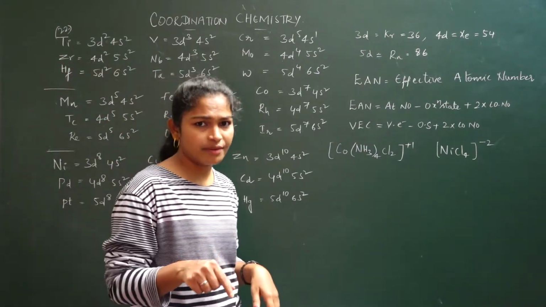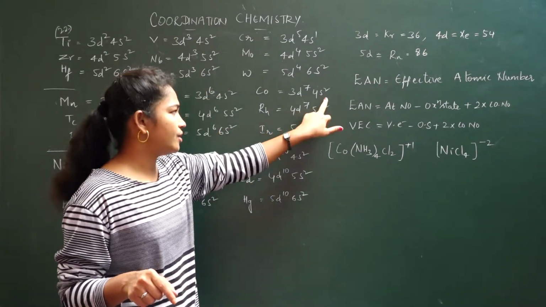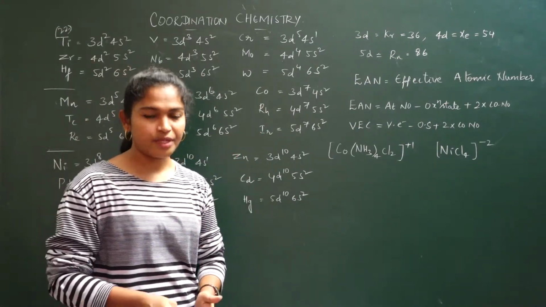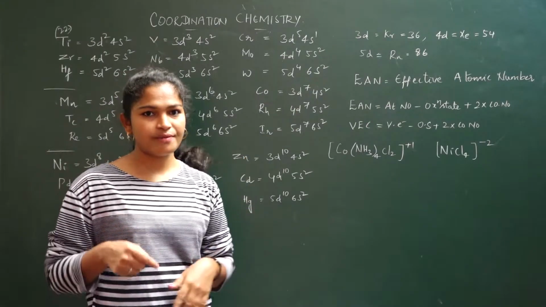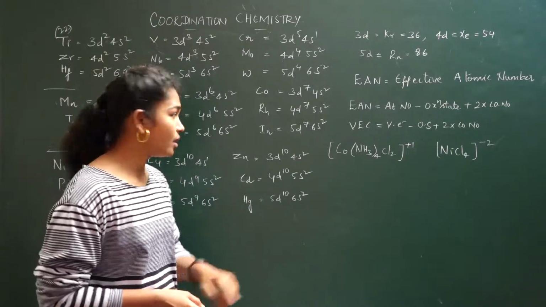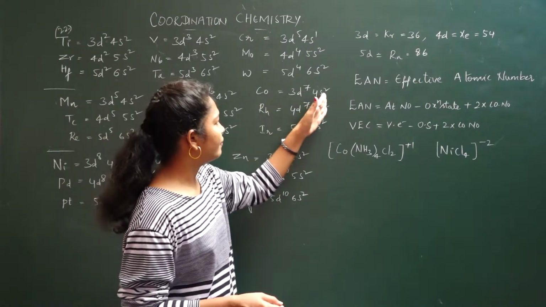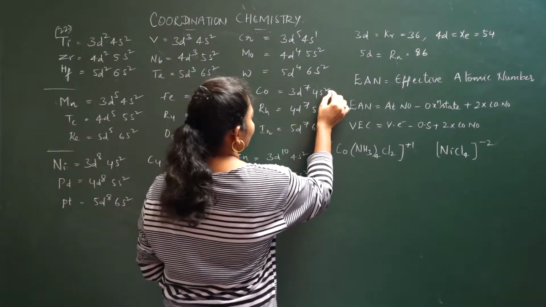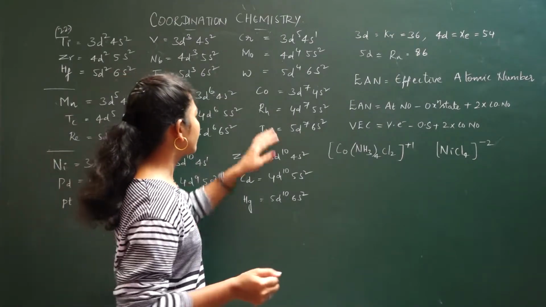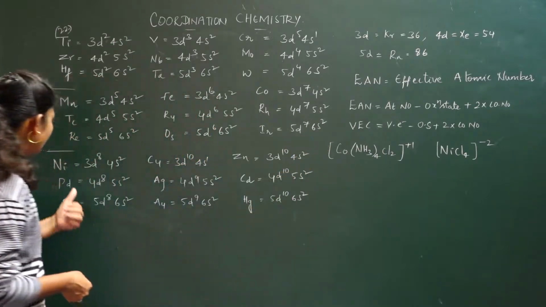Now cobalt. The atomic number is 27, which means in d we will have 7 electrons. So 3d7 4s2. Going down: cobalt, rhodium, iridium. Cobalt is 3d7, rhodium 4d7, then iridium 5d7. Cobalt 3d7 4s2, how many valence electrons are there? 9 valence electrons. Next rhodium 4d7 5s2. Iridium is 5d7 6s2.